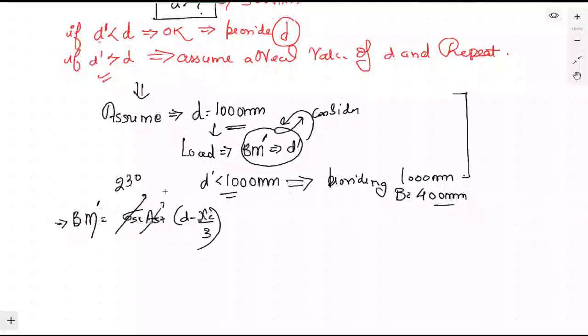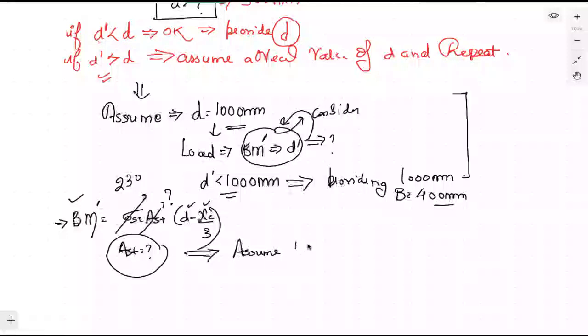Area of steel you have to calculate. d you already know, xc you already know. So it means that bm dash you have already calculated here. जब आपने calculate किया होगा, you can calculate the value of area of steel here. उस area of steel के बाद you will assume the dia for the bar. You will assume a dia, for example 16 to 25 तक कुछ भी आप assume कर सकते हो, and then you will calculate the number of bars, that is equal to Ast divided by pi by 4 into जो भी dia आपने दिया है का whole square.